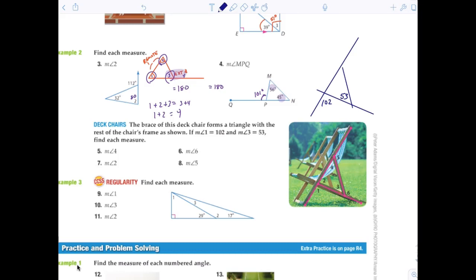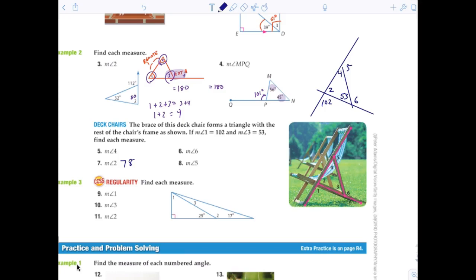But I definitely can figure out 2 real quick. Angle 2 is just what? And angle 2 is this guy right here. 4 is this, and 5 is here, and 6 is here. So thank you again. 2 is what? 78. Does everybody agree? 78.